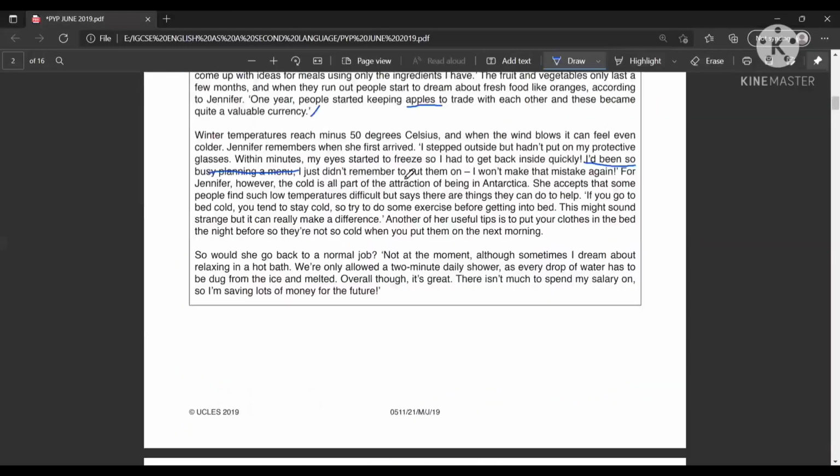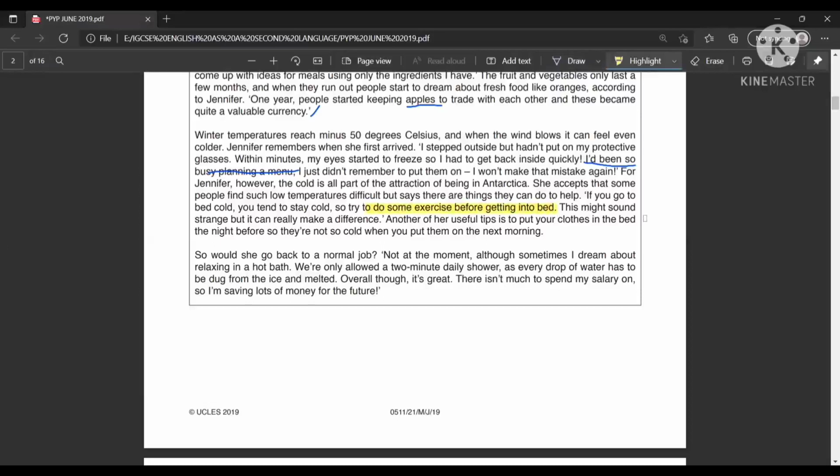I just didn't remember to put them on. I won't make that mistake again. For Jennifer, however, the cold is all part of the attraction of being in Antarctica. She accepts that some people find such low temperatures difficult, but says there are things they can do to help. If you go to bed cold, you tend to stay cold. So try to do some exercise before going to bed. So what does she suggest? To do some exercise before getting to bed.